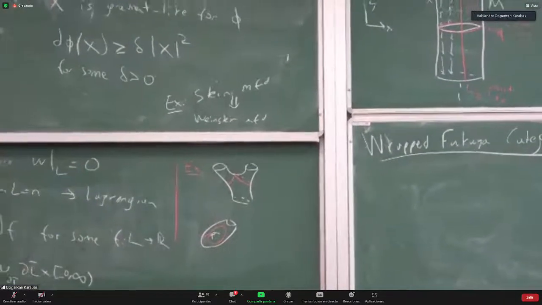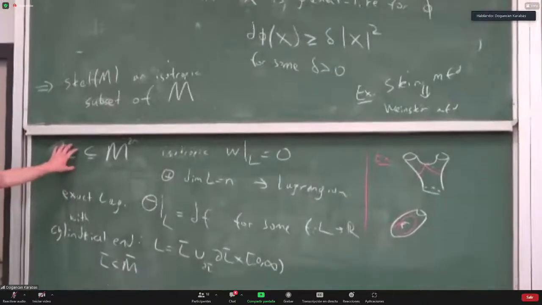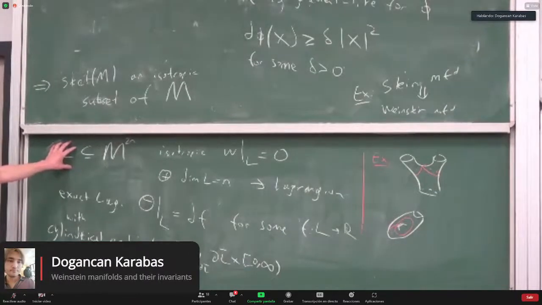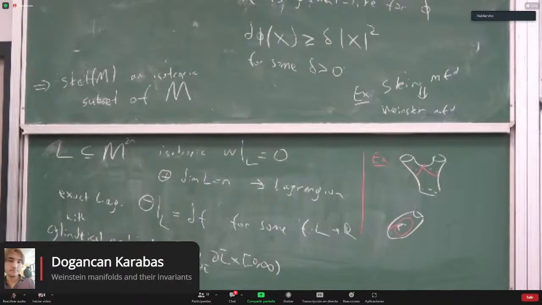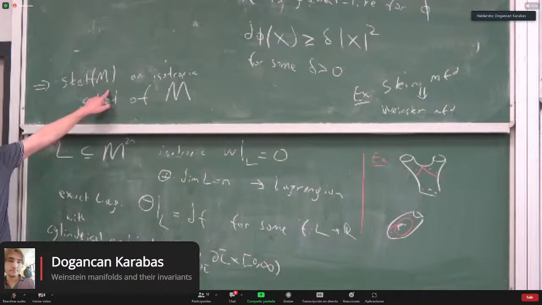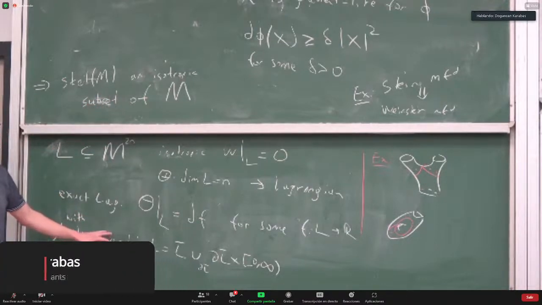Silly question: the existence of this Lagrangian is not part of the definition of Weinstein? No, actually there are manifolds which don't have compact embedded Lagrangians inside. If it's Weinstein, then it follows that the skeleton is isotropic, but this can be singular. No, that's just the definition.